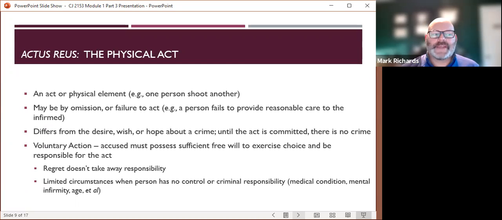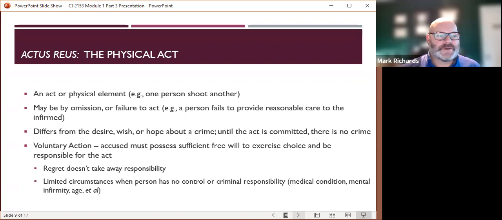Actus reus is the act or physical element of the crime. For example, one person shoots another. There may be actus reus by omission or failure to act. For example, a person fails to provide reasonable care to the infirm or to their child. This differs from the desire, the wish, or the hope about a crime. Until the act is committed, there is no crime.